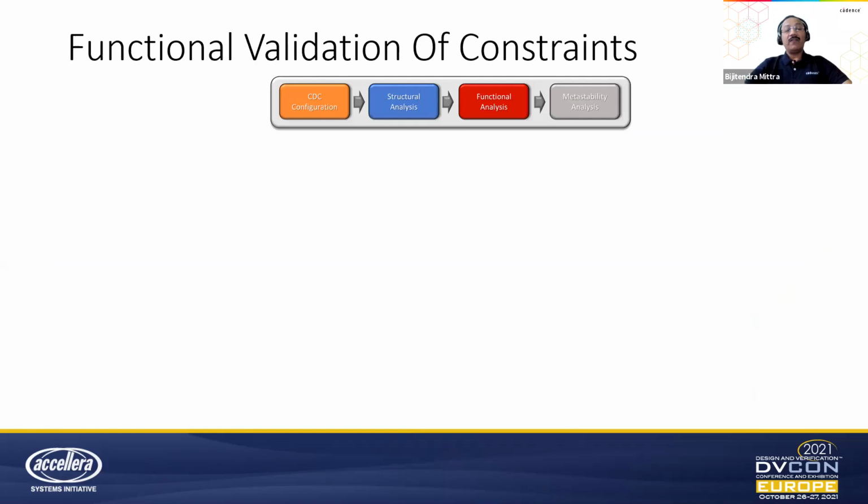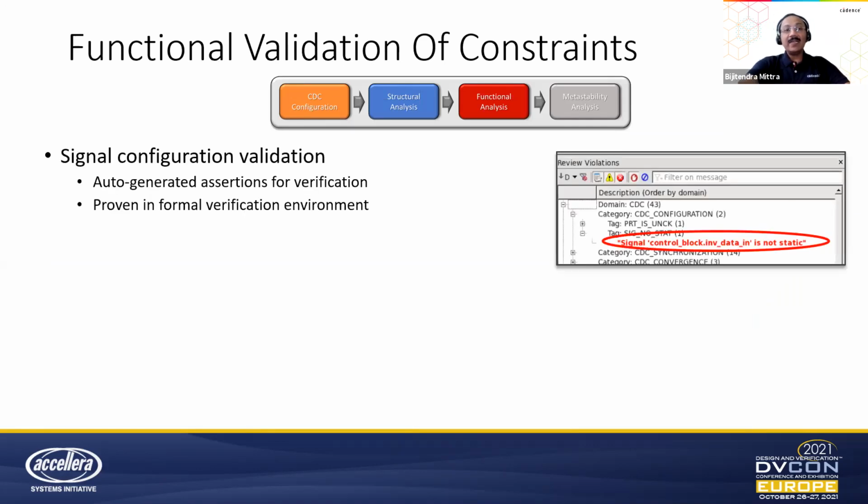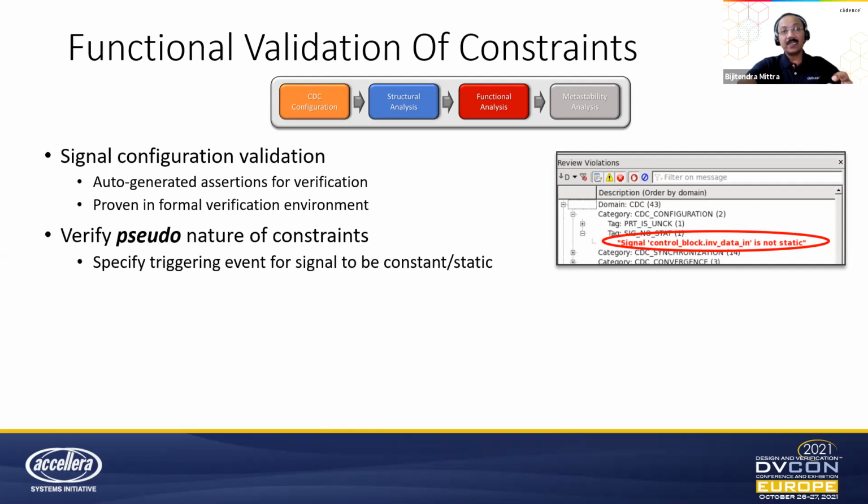So the first piece of this additional step, let's look at the functional validation of constraints. Now in JasperGold, you can automatically generate these assertions with the push of a button. It's a push button flow, and you can prove these in formal verification. Since the JasperGold CDC app is built on top of the JasperGold formal platform, you can prove all these auto-generated assertions in formal. Now, some of these constraints, like a static constraint, have a pseudo nature as well.